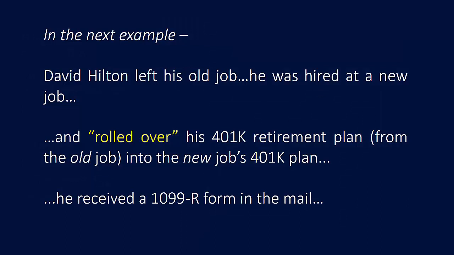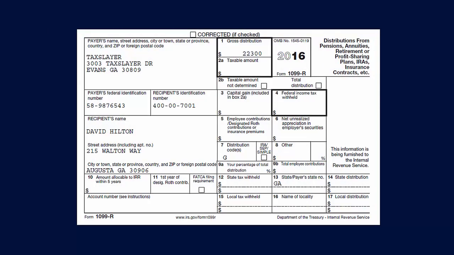Now, in the next example, David Hilton left his old job. He was hired at a new job, and he rolled over his 401k retirement plan from the old job into the new job's 401k plan. He received a 1099-R form in the mail, which looked something like this. And the distribution code on this 1099-R in box 7 is the letter G.